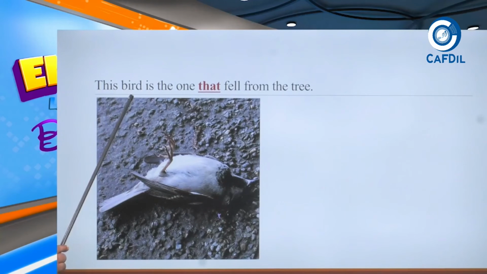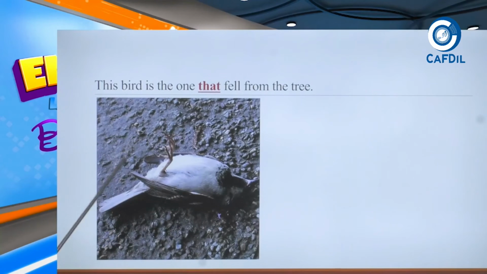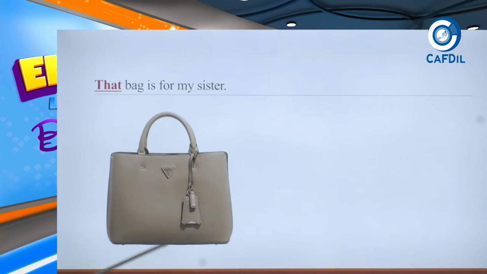So this bird is the one that fell from the tree. And let's see, maybe it was a tall tree and it fell from height. So it's down and it's dead. And this is the picture of the bird. Let's go to another sentence.